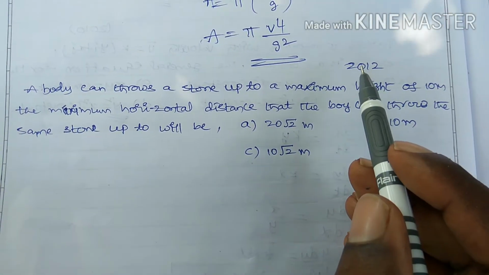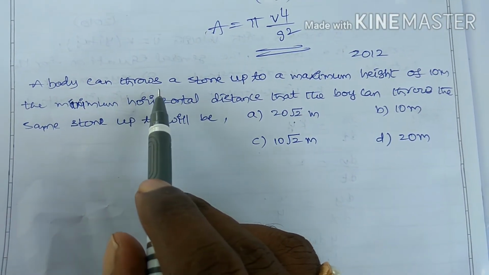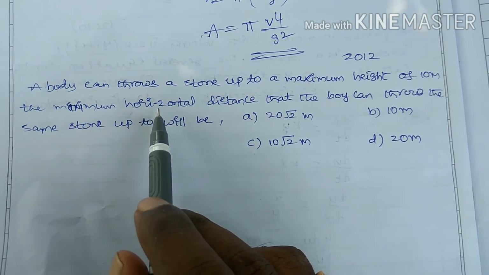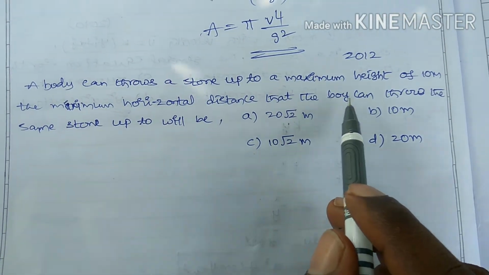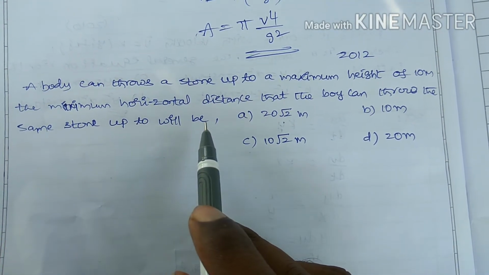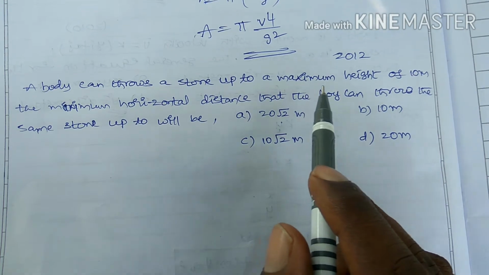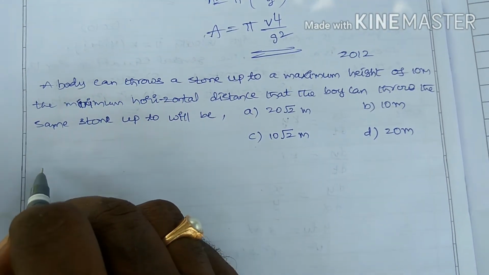Here the question which was asked in 2012. A boy can throw a stone up to a maximum height of 10 meters. The maximum horizontal distance that the boy can throw the same stone up to will be? So here a boy can throw a stone with the maximum height of 10 meters. So here the solution is.